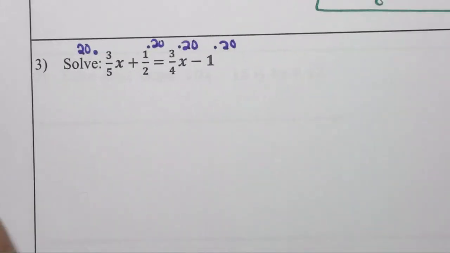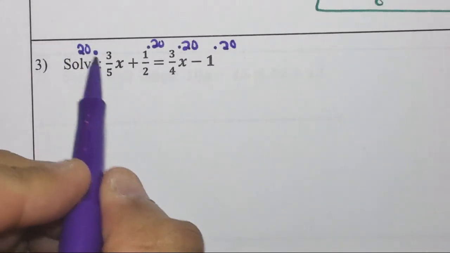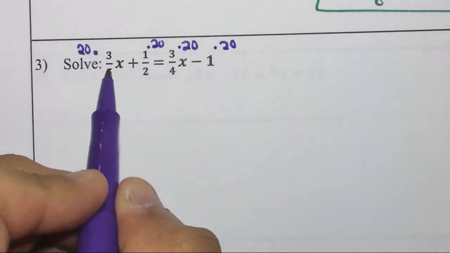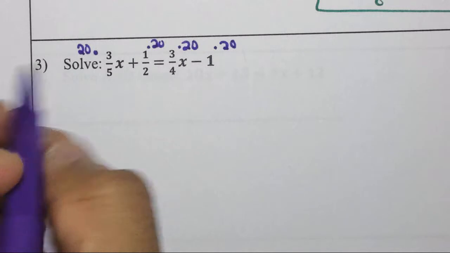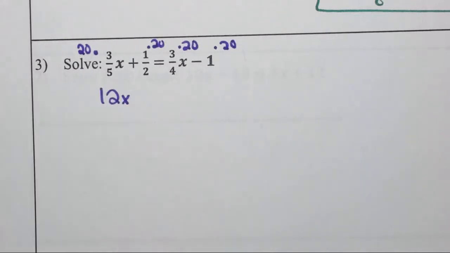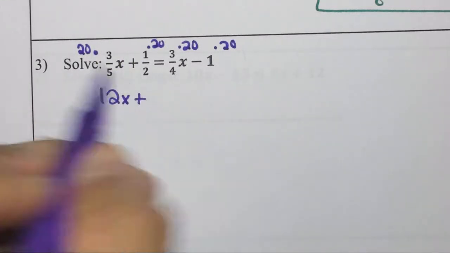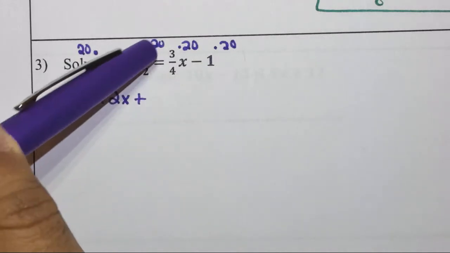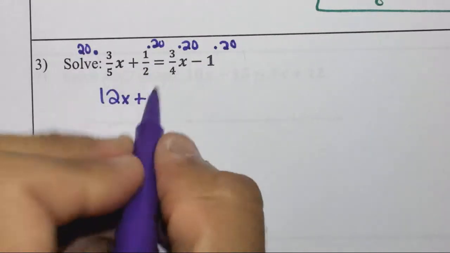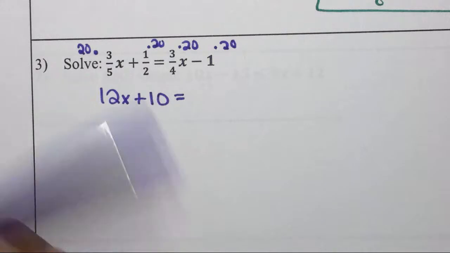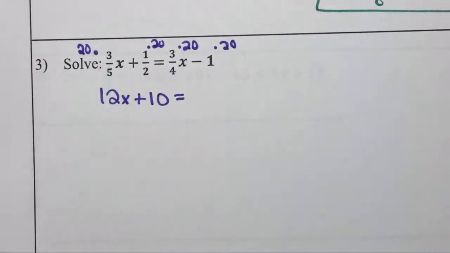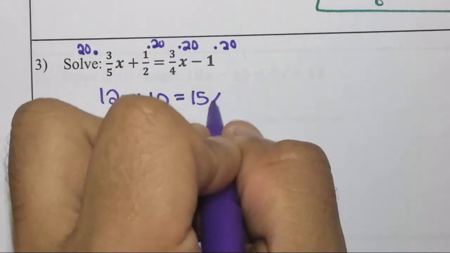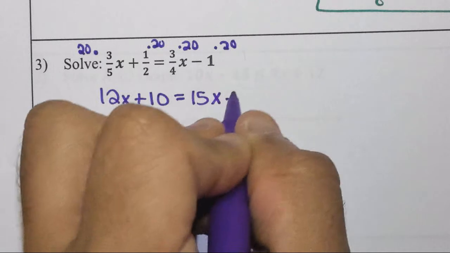So then if I follow my process, it's 20 divided by 5. 20 divided by 5 is 4, times 3x would give me 12x, plus, I can read the next part as half of 20. Half of 20 is 10, equals 3/4 x times 20. So 20 divided by 4 is 5, times the 3x would give you 15x, minus 20.